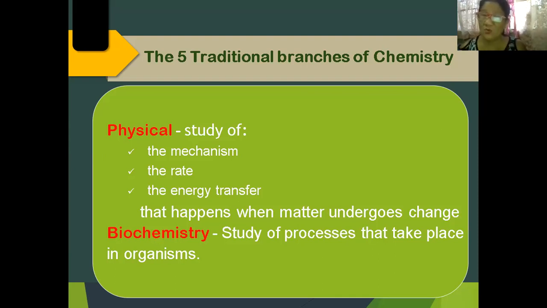And the last major branch of chemistry is biochemistry, which is the most interesting branch of chemistry, because this will tell you about the chemistry of life. This will give you some ideas about the processes that take place in an organism. That is why it is called chemistry in life. DNA, the genes, is explained by means of that branch of chemistry, that's biochemistry. So these are the basic branches of chemistry.